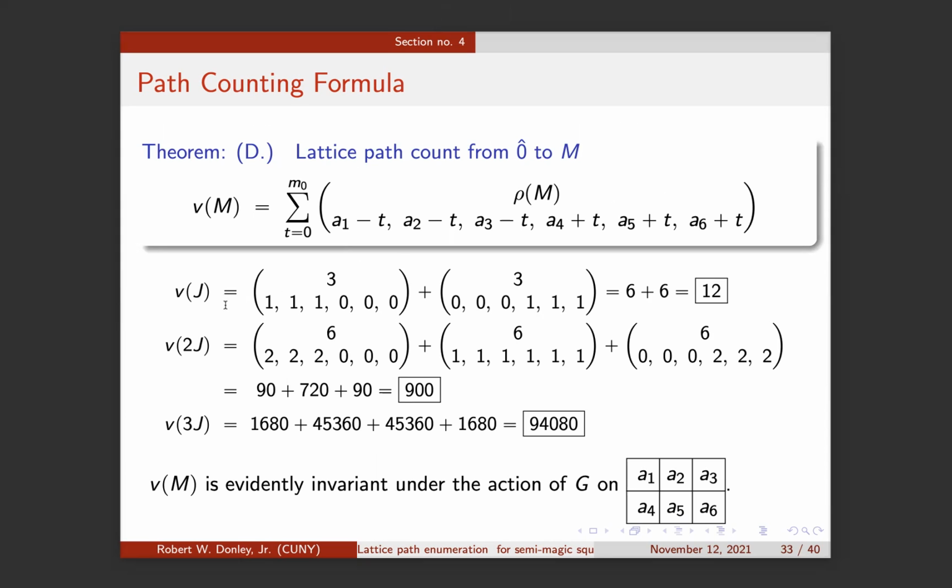If we try out the numbers from before, so using the up operator, I can get to 12. Up operator again, you can get the 900. Probably you don't want to use the up operator for 3J. The formula gives you the 94,000, 12 million the same way.